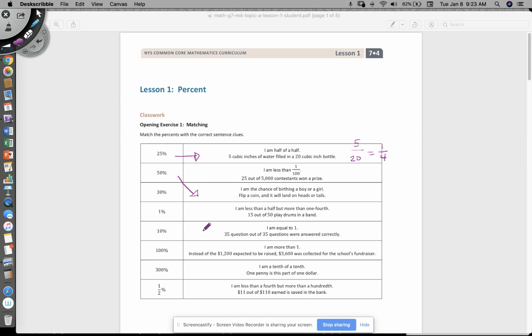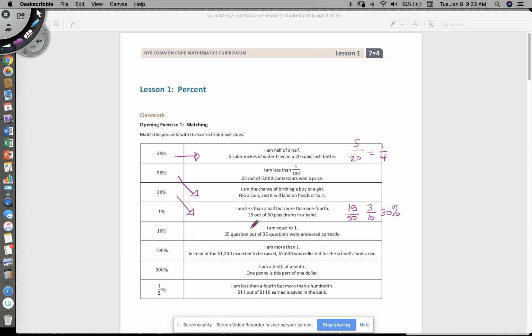30%. 30% is going to be less than half, obviously. So up here, 25 out of 5,000. That would not give us 30 if I reduce that. I am less than half, but more than 1/4. That might work. How about 15 over 50? If I reduced this, let's see what we get. That would give me 3/10. Well, 3/10 is 30% if you divide it out. So that one goes here.